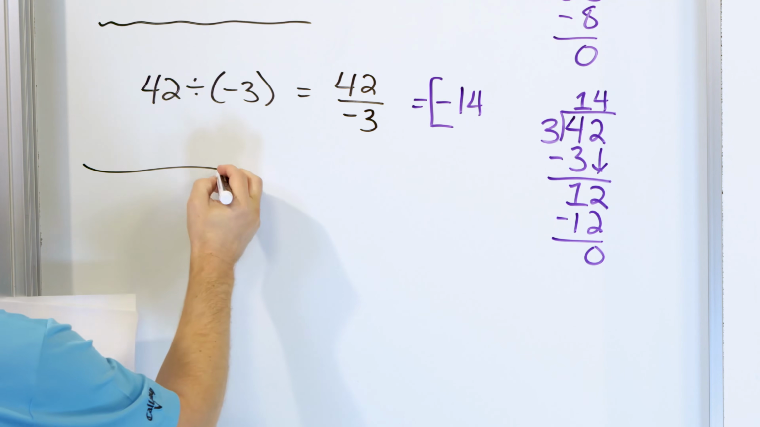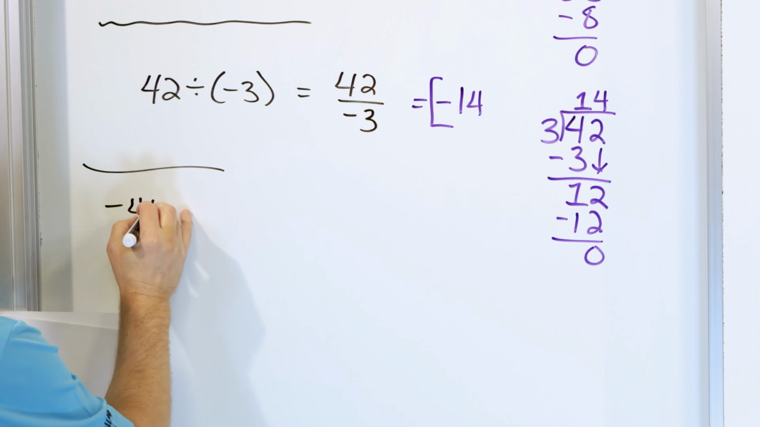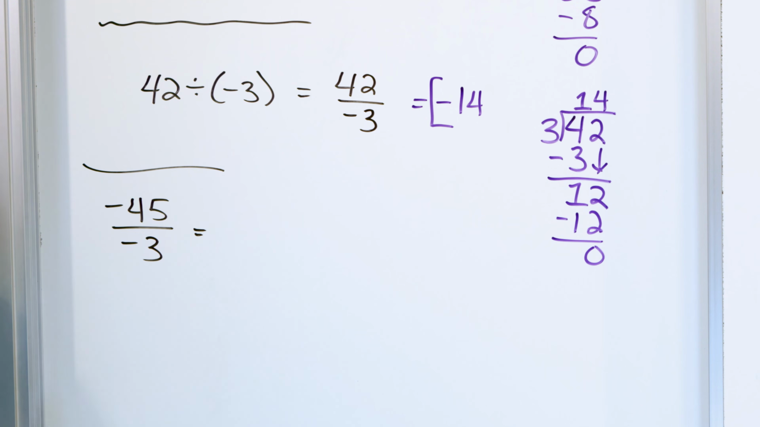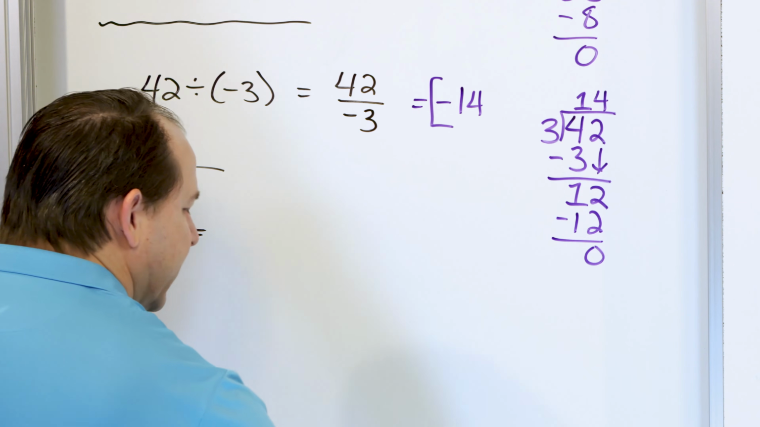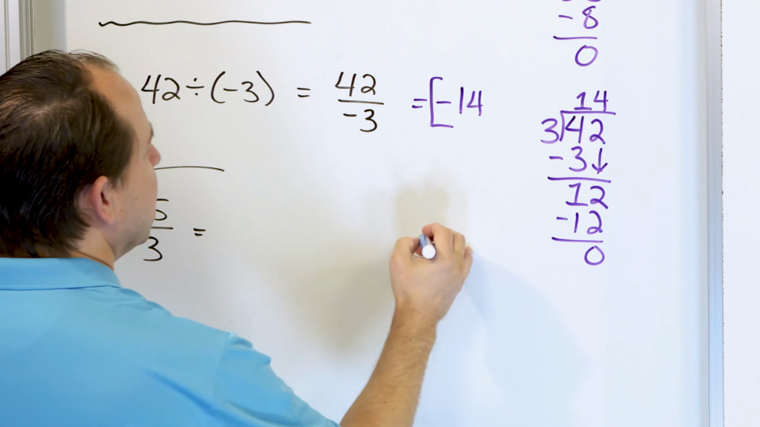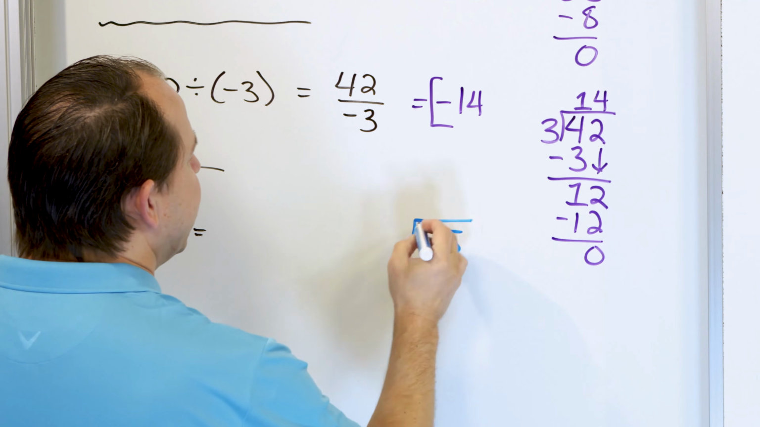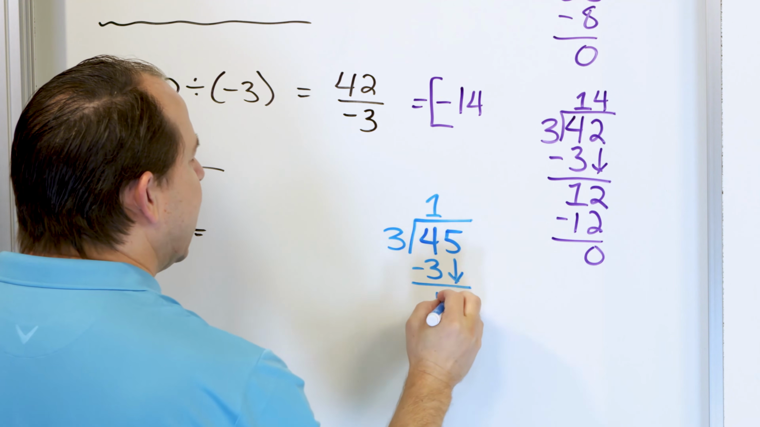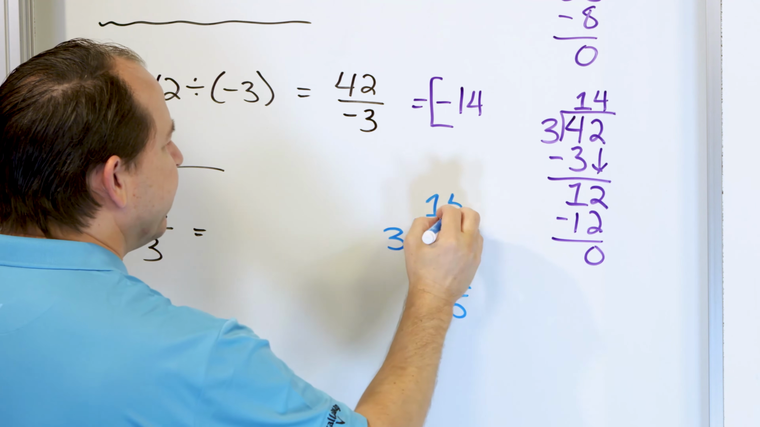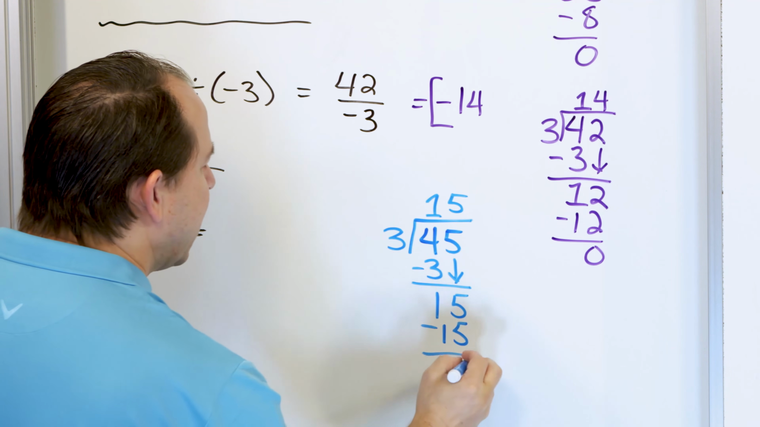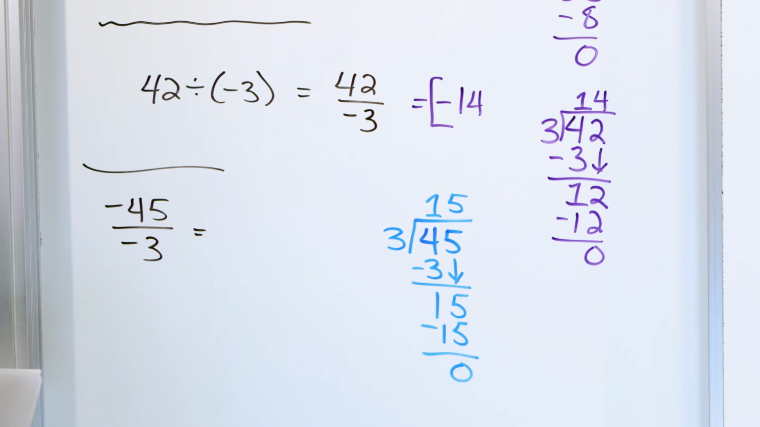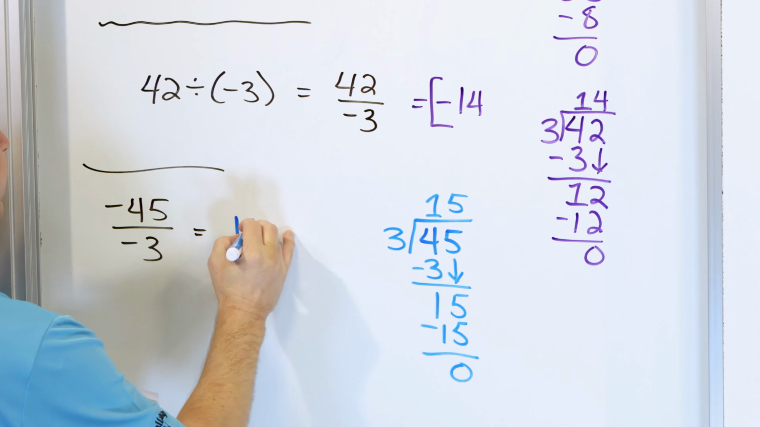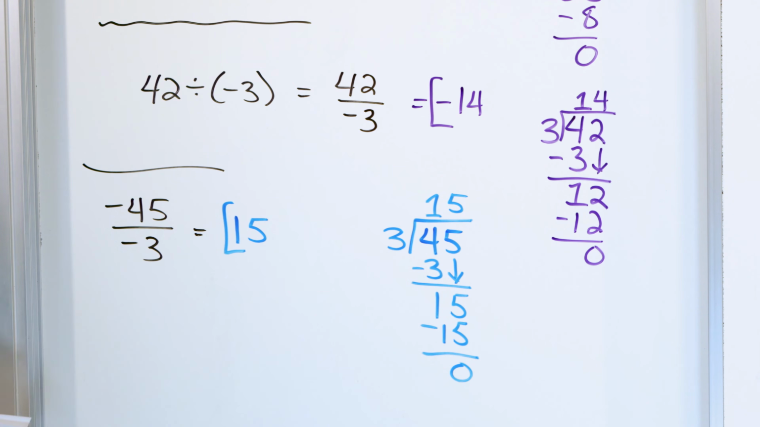All right, let's take a look at negative 45, and we'll divide that by negative 3. So we have to go off and figure out what 45 divided by 3 is. So let's go down here. 45, let's divide that by 3. 3 times 1 is 3, difference of 1. Drag down the 5. 3 times what is 15? 3 times 5 is 15. Subtract for a remainder of 0. And so what we get is an answer of 15. But because it's negative divided by negative, that's actually a positive. So it's actually a positive 15 in this case.